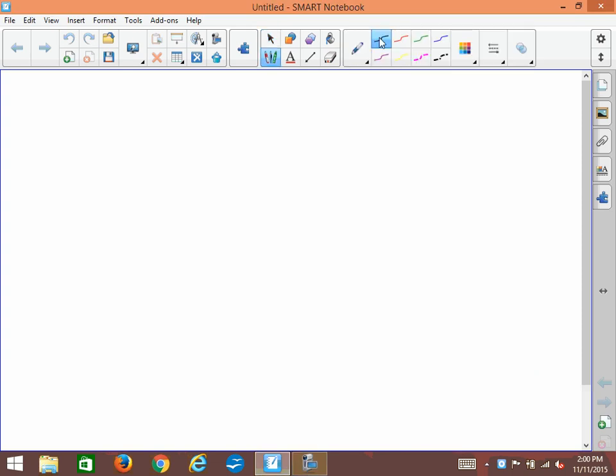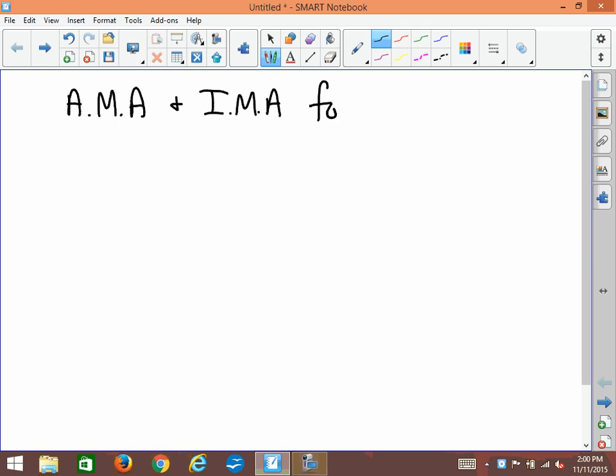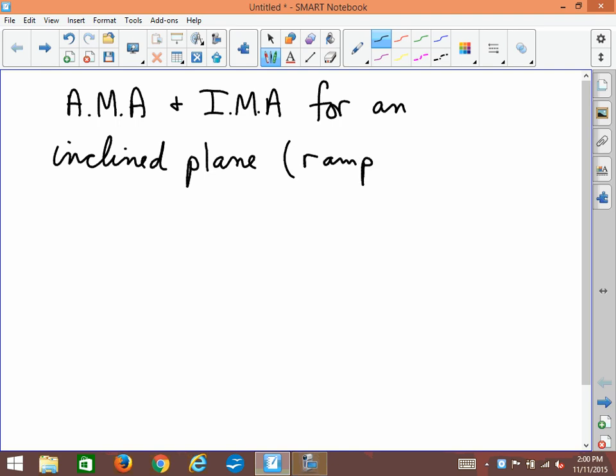We are going to figure out how to calculate the actual mechanical advantage and the ideal mechanical advantage. Remember those from the last video. But this time we're going to do it for an inclined plane, which is really just a fancy word for a ramp. So we can put a ramp here. I'll call it a ramp for now because it's easier to write that and talk about it.